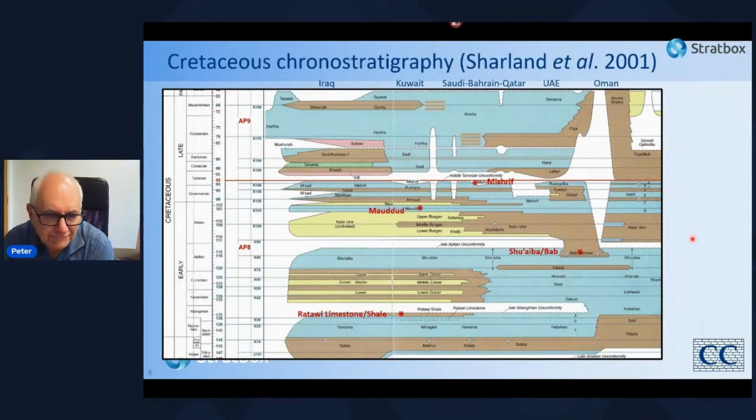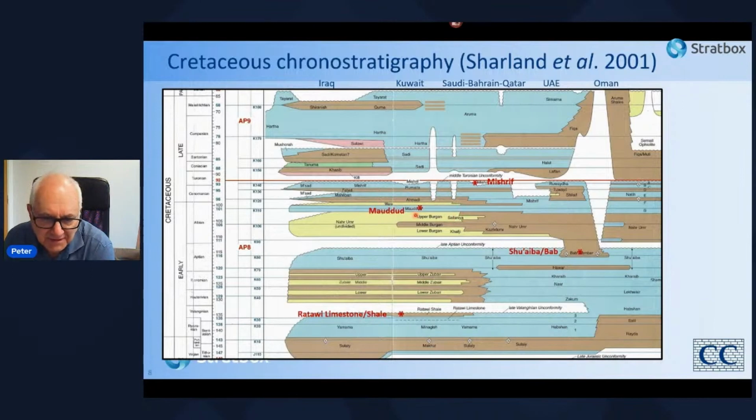Now, what I want to do for the rest of the presentation is to focus in on 4 case histories. I'm going to have a look at the Ratawi limestone shale, which is an early interaction between clastics and carbonates associated with the K30 flooding surface, so that's Valanginian in age. Then I want to look at a more pure carbonate system, which is the Shuaiba shelf carbonates and the Bab intrashelf basin. That's associated with the K80 flooding surface of Aptian age.